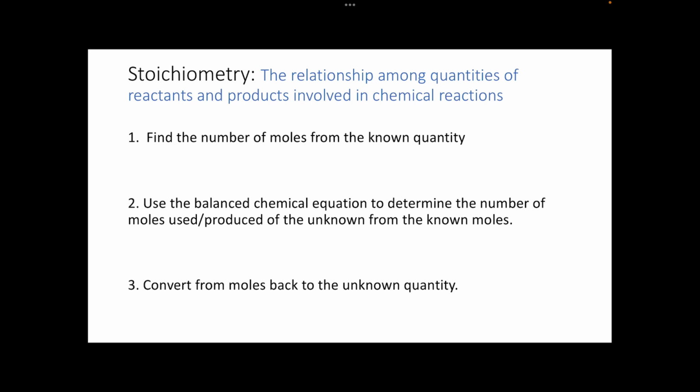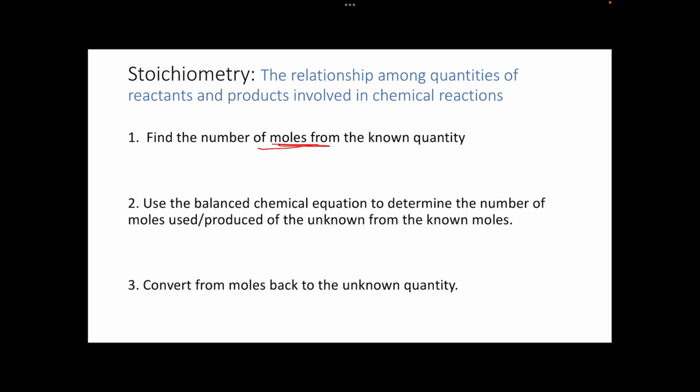All right, so stoichiometry just refers to the relationship among quantities of reactants and products in your chemical reaction. So we're going to use the chemical reaction much as a recipe to tell us how much of some material we need to produce a certain compound. So there's 3 different steps. The first step is always to find the number of moles from the known quantity, all right? So that's step number 1.